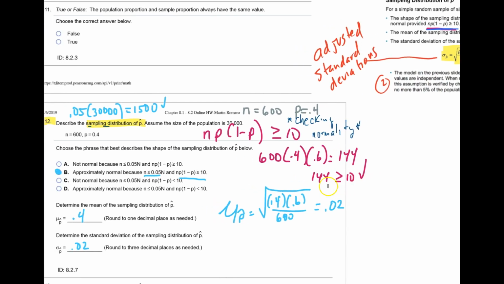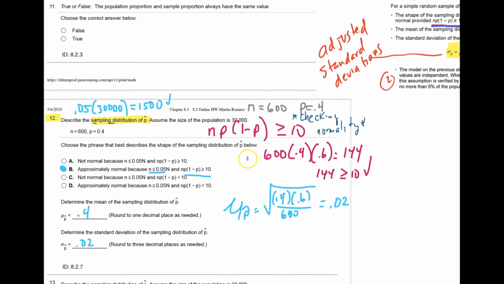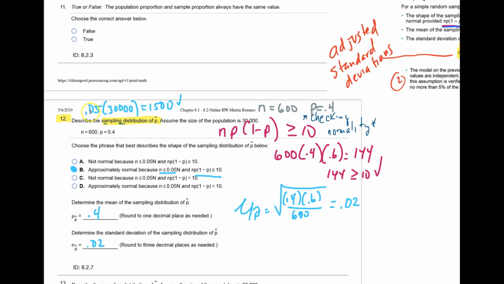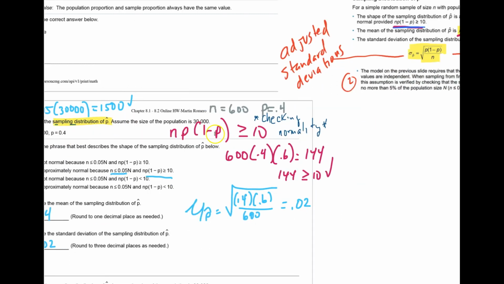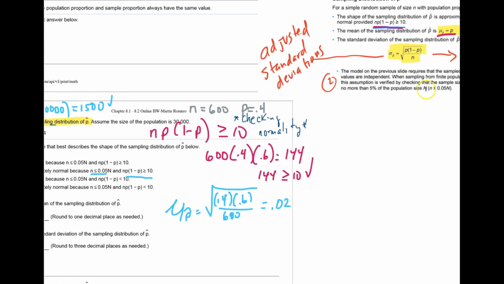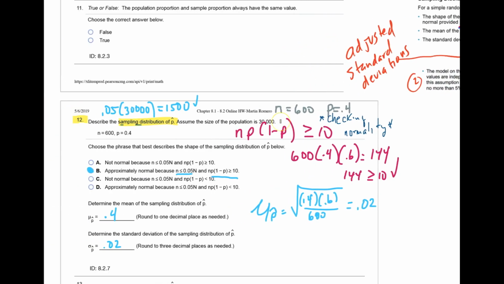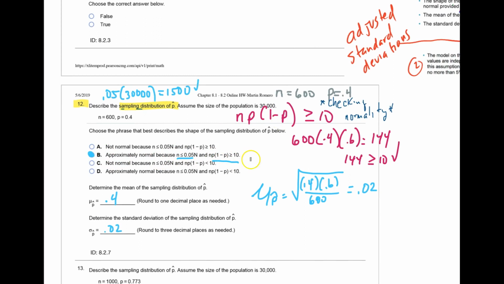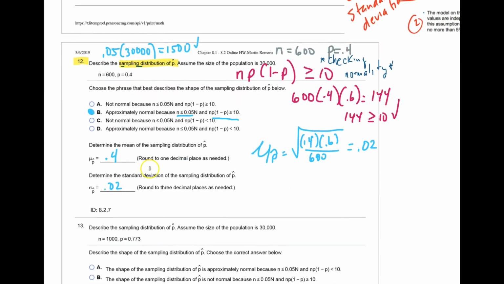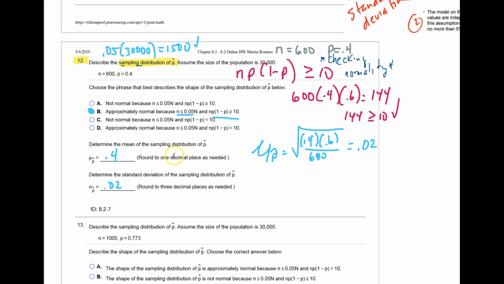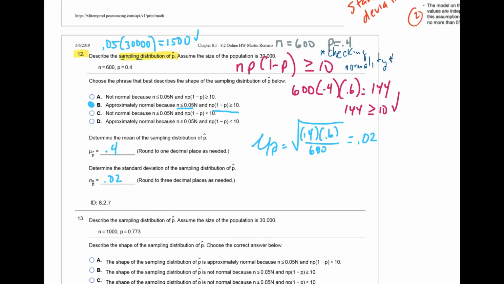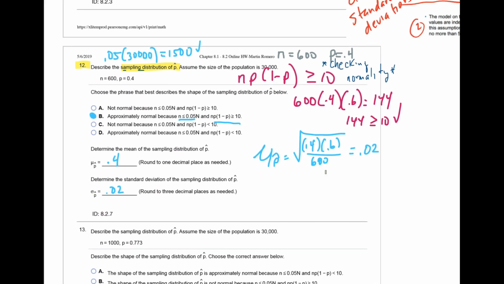It's greater than 10. And once we have that, we also know that 5% of the population is 1,500. Our sample is less than 5%, which is this other condition over here. And because that is true, we can then calculate. We know that the mean of the proportion is 0.4, which is just p, and then the standard error for the distribution of the proportions is right here at 0.02.